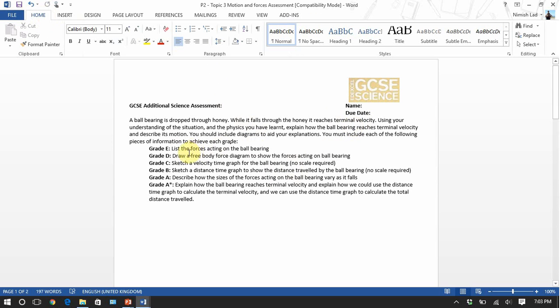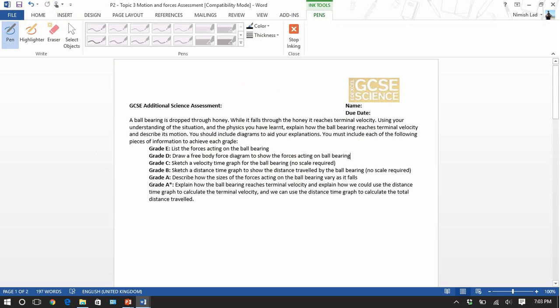First we'll list the forces acting on the ball bearing. Okay, so if I bring my pen over. If we've got a ball bearing and it's falling through honey, we're going to have the force of weight acting down. Now weight is essentially mass times gravity, so it's the mass of this ball bearing times the gravitational attraction downwards, which on Earth is approximately 10.